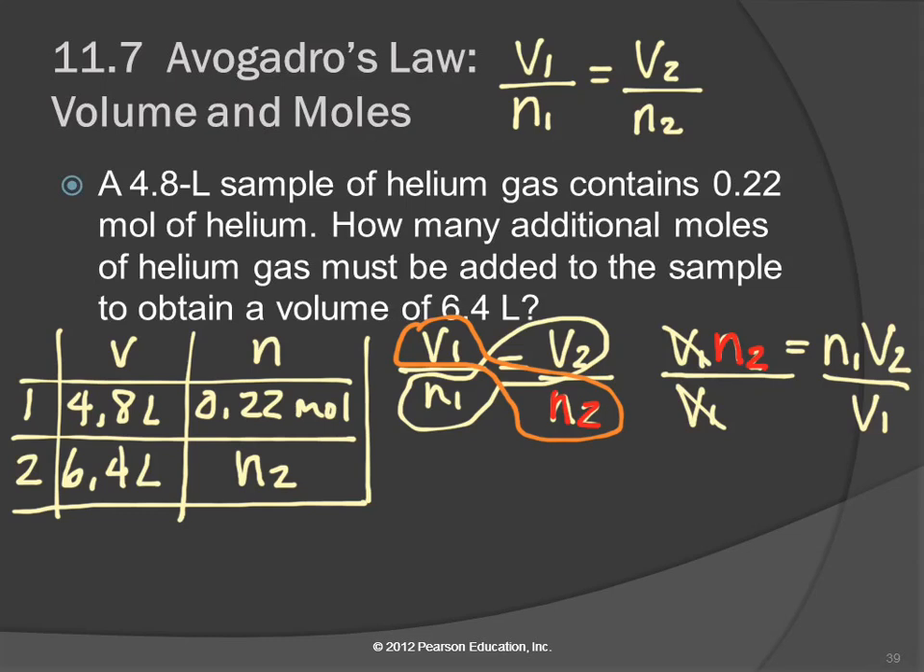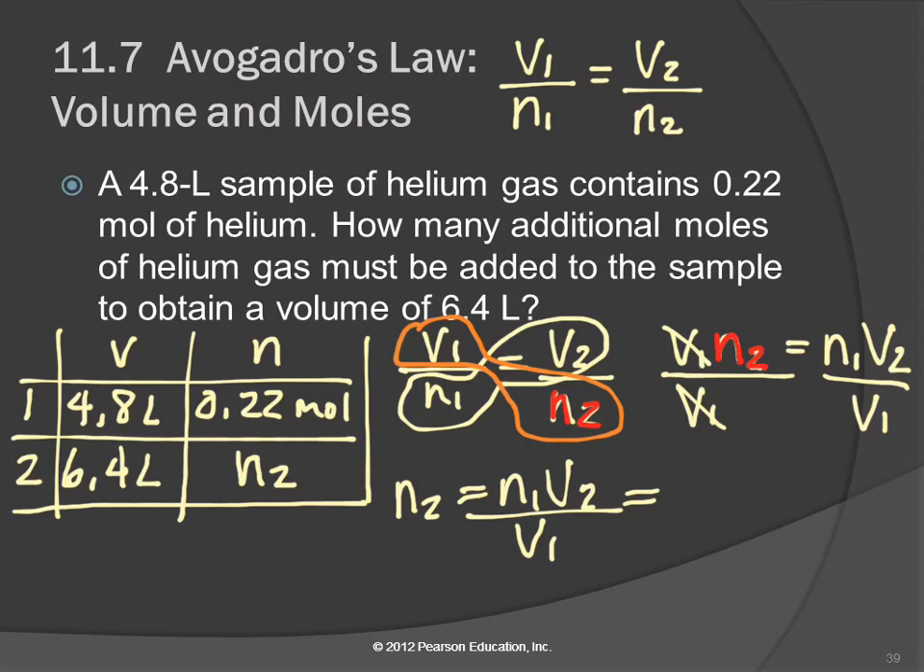V1 over V1 equals 1. Anything divided by itself equals 1. And so that's how we move something to the other side. If you need help with that, please ask me after class, because I can help explain that to you, and it's important for you to know how to do this. So N2 equals N1 V2 over V1. I made a mistake there. Really important to get those subscripts correct.